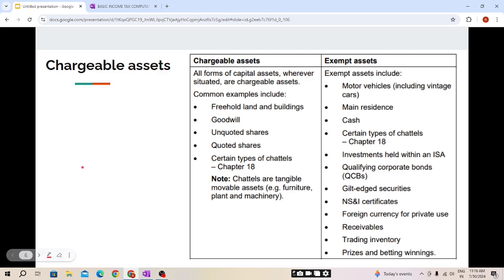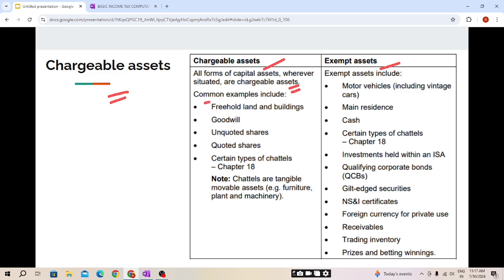Then moving to the chargeable assets and exempt assets. Capital gains tax will only arise if, students, there is a chargeable disposal of a chargeable asset by a chargeable person. All three conditions need to be satisfied so that CGT will apply. All forms of capital assets, whether situated anywhere in the world, are chargeable assets and will be subjected to CGT. I hope this is clear, students.